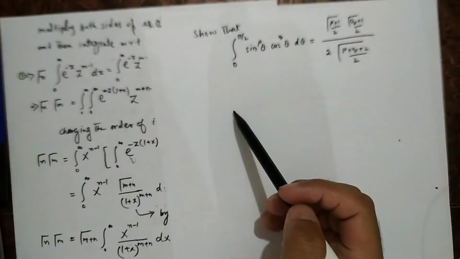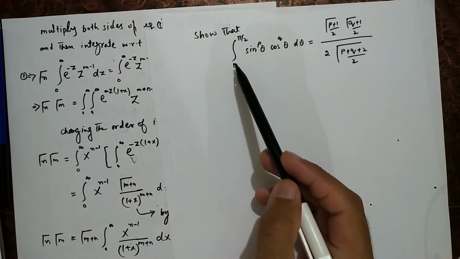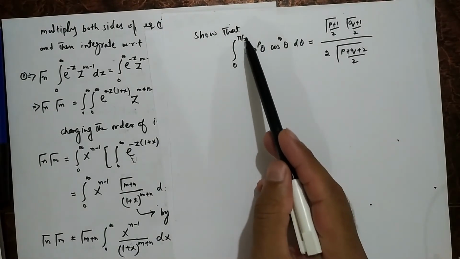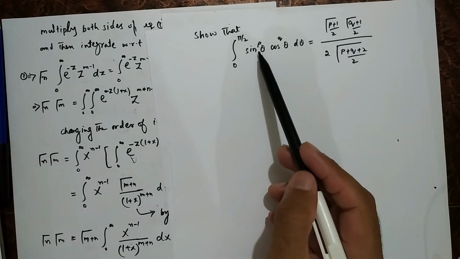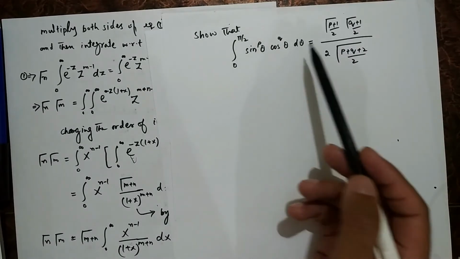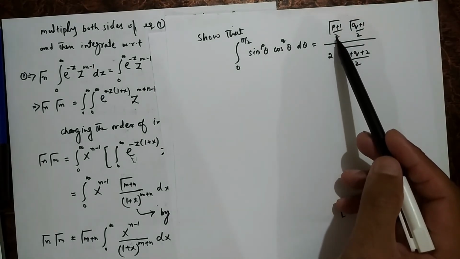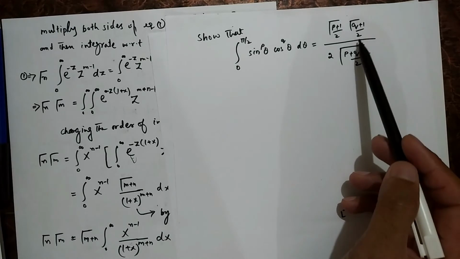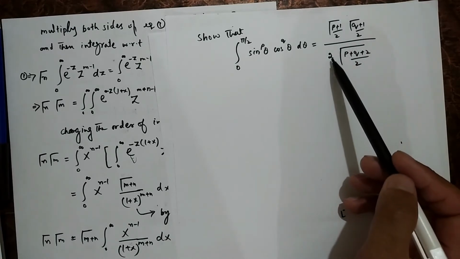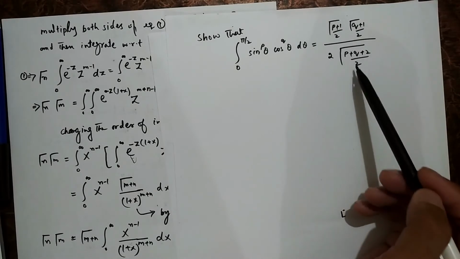Now in this problem we are asked to show that the integral from 0 to pi upon 2 sine to the power p of theta and cos to the power q of theta d theta equals gamma p plus 1 upon 2 and gamma q plus 1 upon 2 divided by 2 times gamma p plus q plus 2 upon 2.